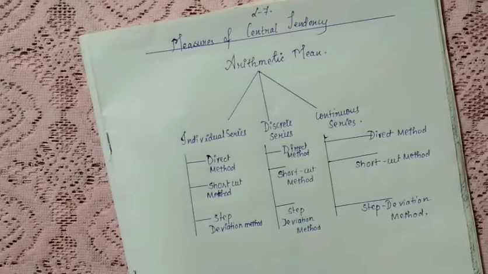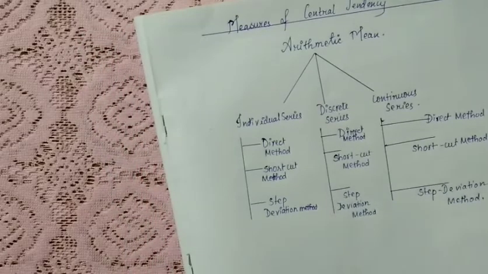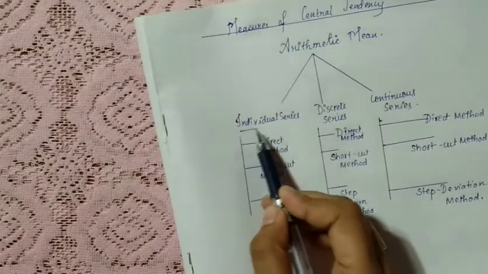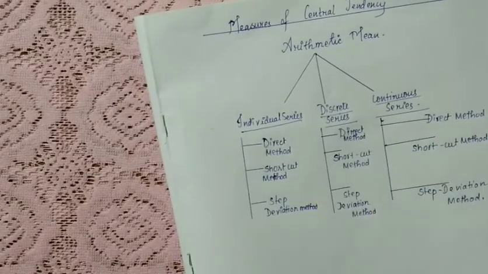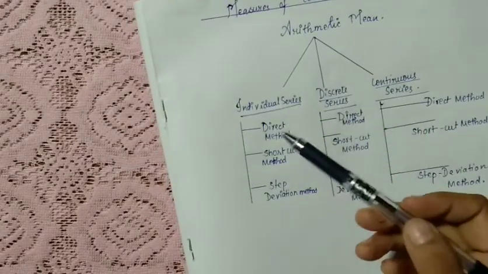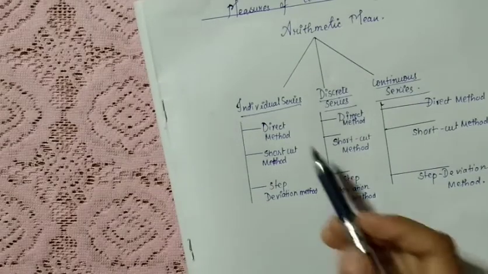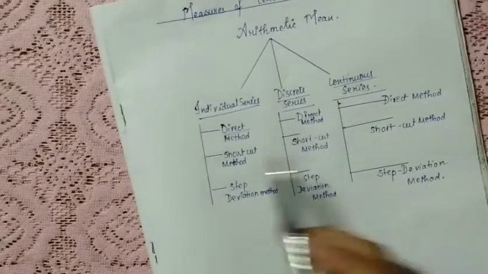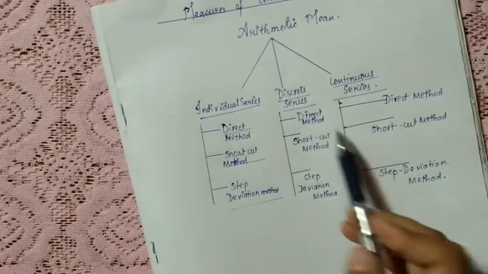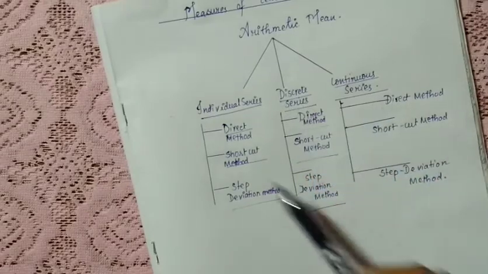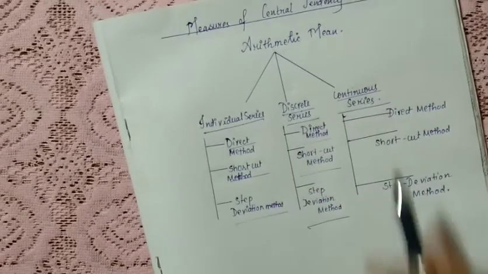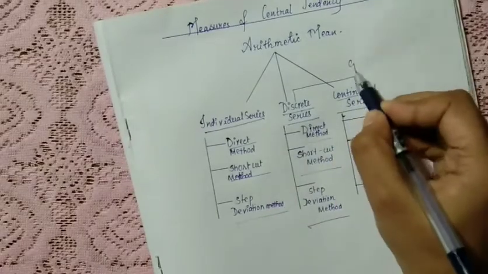Now in arithmetic mean there are three series. We can calculate simple arithmetic mean for three statistical series. What are the three series? The three series are individual series, discrete series and continuous series. Each of these three series can be solved by three methods known as direct method, shortcut method and step deviation method.